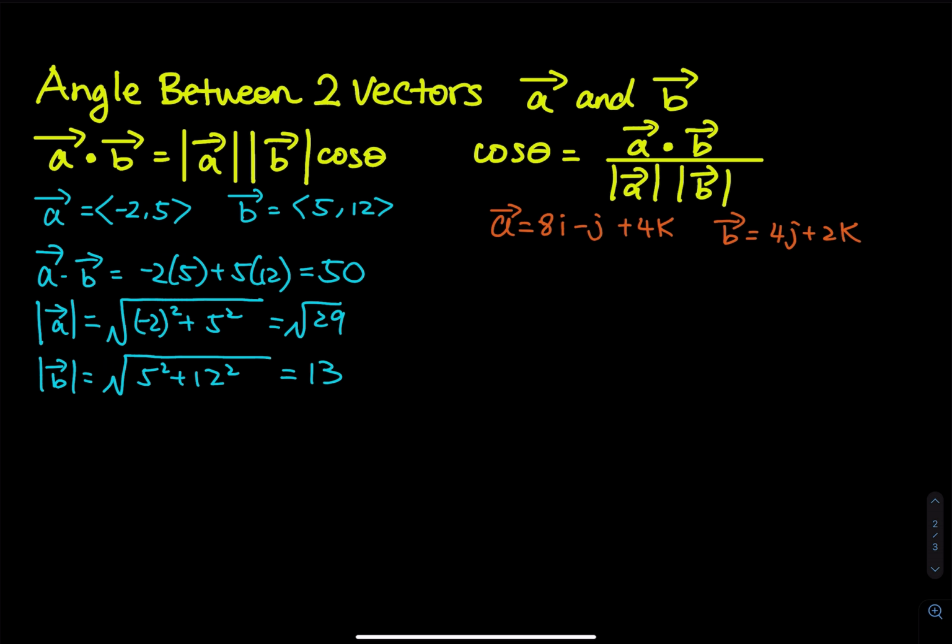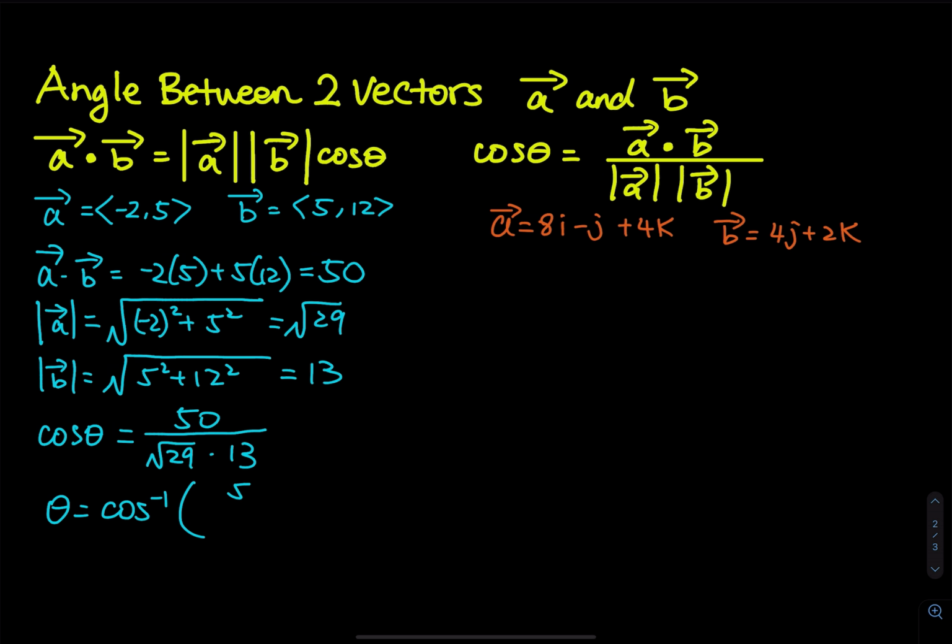All right, and then last step, you just put everything together. You have cosine of theta equal to the dot product, which is 50, divided by the product of the two magnitudes, square root of 29 times square root of 13. And then you will have to use your calculator to calculate what the angle is. So the angle is equal to inverse cosine. You still remember your trigonometry. 50 divided by the square root of 29 times 13.